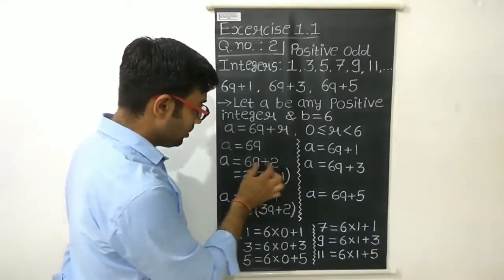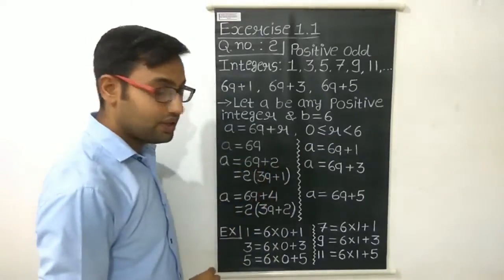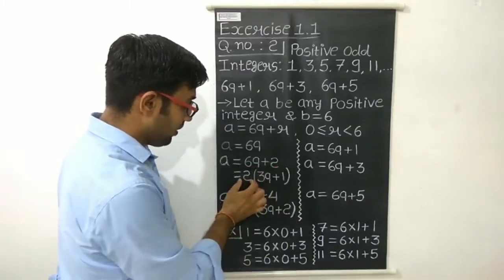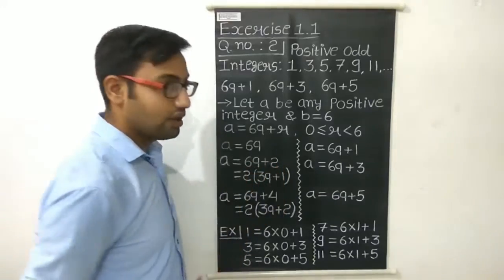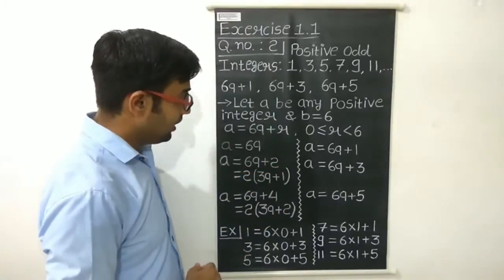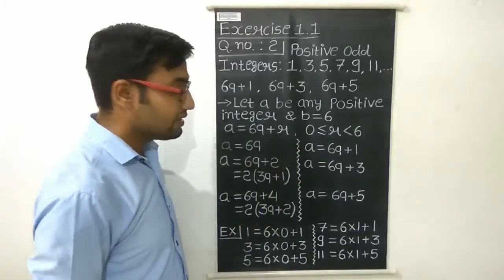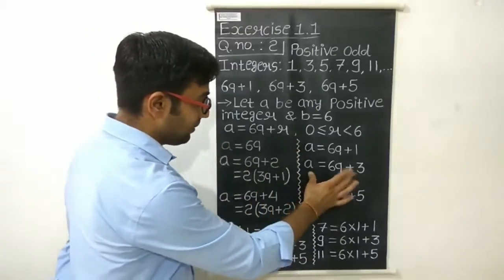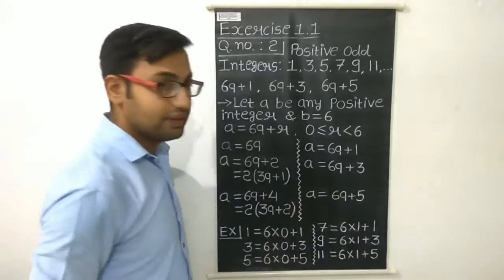Notice that both the numbers have 2 as a common factor. So we can write down 2 as a common factor. What will remain? 3 cube plus 1 in the bracket. Now consider the value of r is equal to 3. So this lemma becomes a is equal to 6q plus 3.